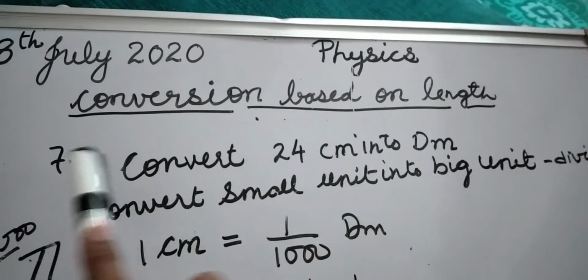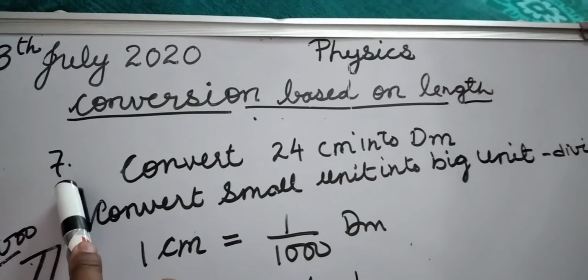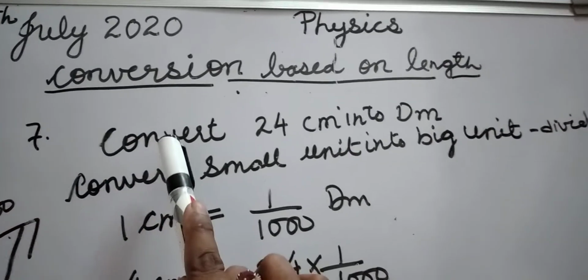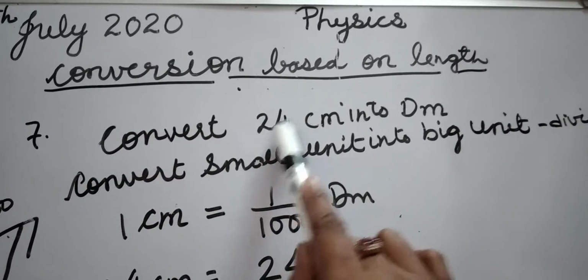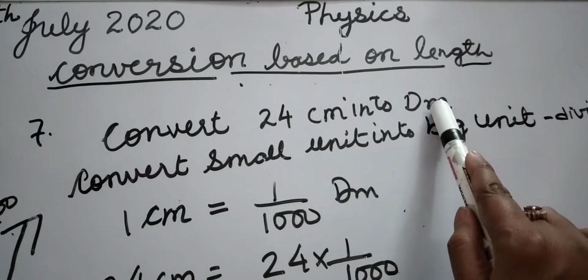So this is the seventh question. Six you have already done. Today we will understand the conversion. Convert 24 centimeter into decameter.